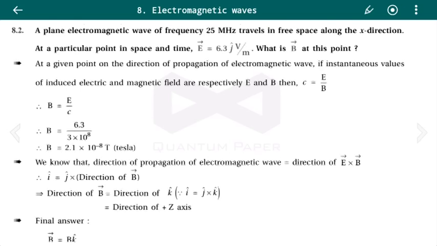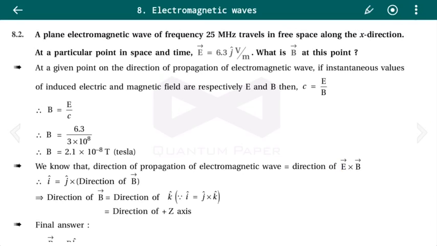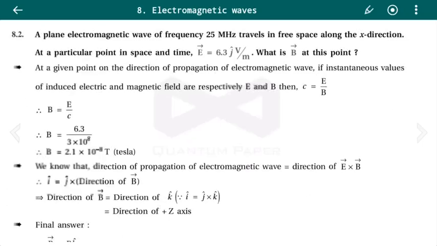So the electric field is given and it is along the y-axis. The wave propagates along the x-axis and we need to find the magnetic field. Its direction will be along the z-axis, because we know that the electric field, magnetic field and the wave propagation are mutually perpendicular to each other. So all three will be along one of the axes. If the electric field is along the y-axis and wave propagation is along the x-axis, then obviously the magnetic field will be along the z-axis.